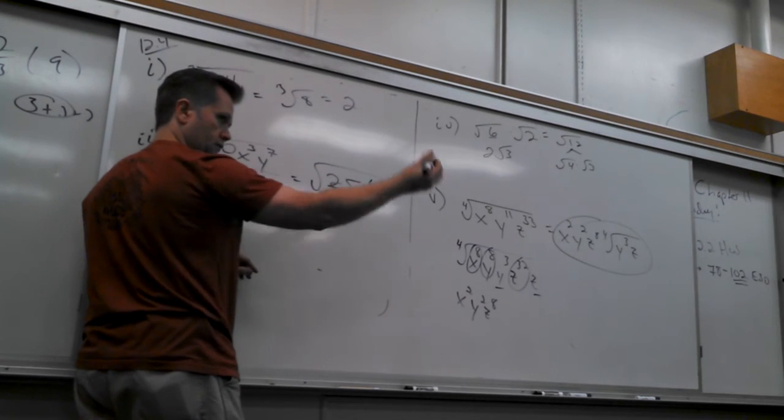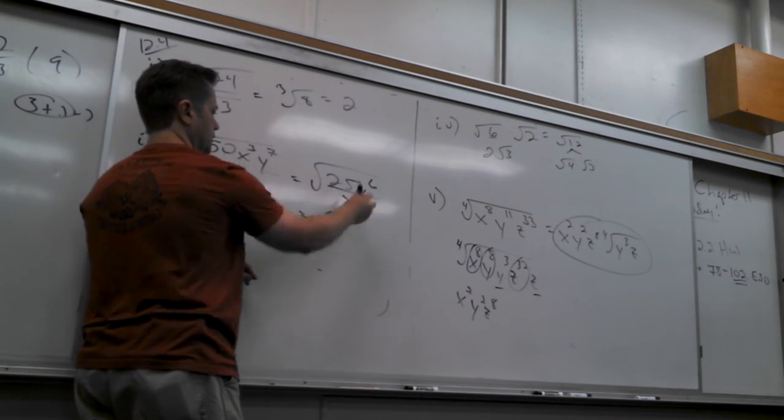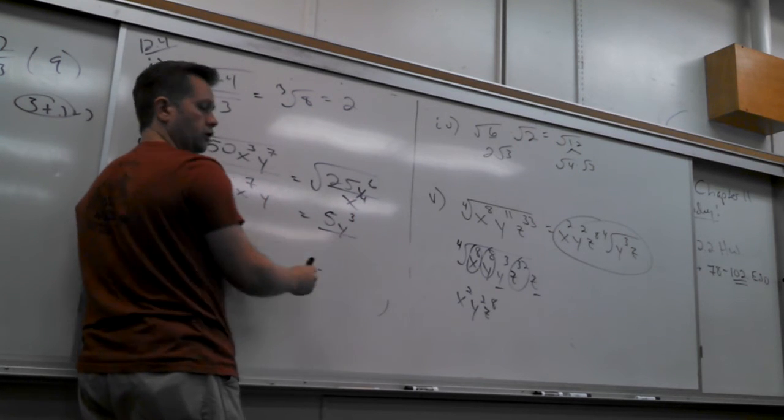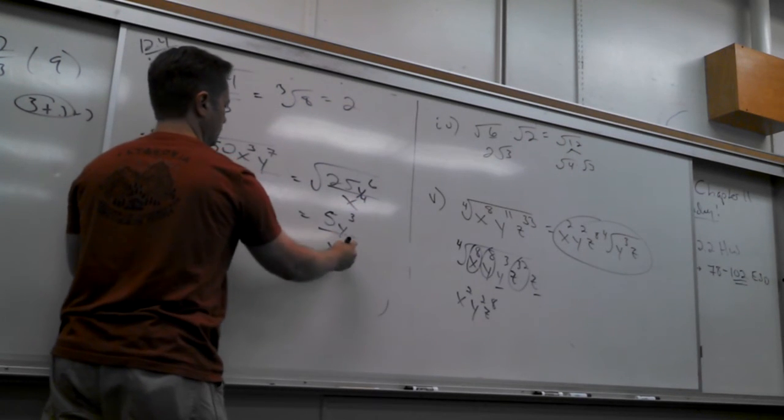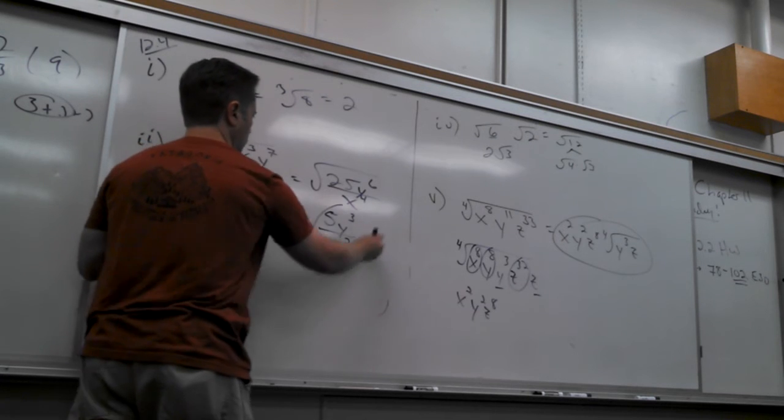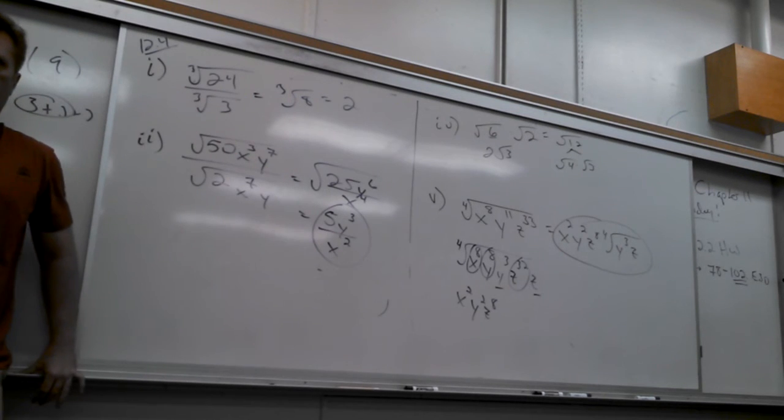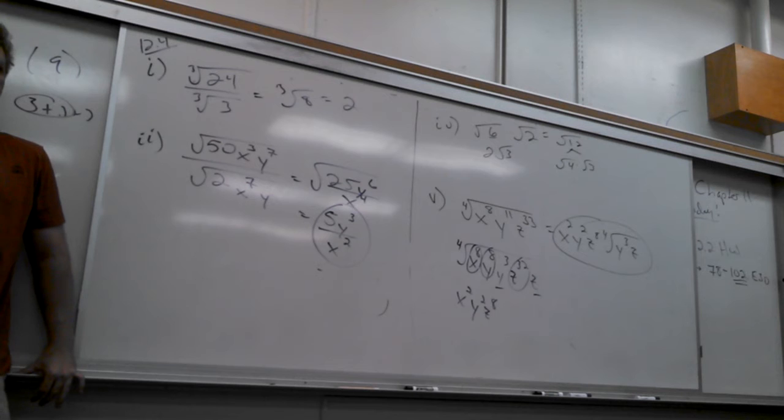Square root of 25 is 5. Square root of y to the 6th is y cubed. Square root of x to the 4th is x squared. Cut them all in half, right? Just cut them all in half.